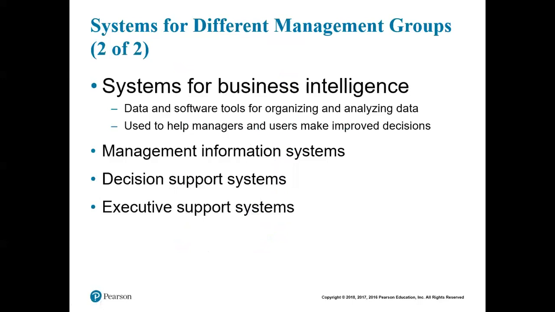Business intelligence, really starting to look at data and software tools for analyzing data to perform analytics, is really done at the middle layer of our organization, and systems we look at through chapters 9 through 12. Management information systems, decision support, and executive support are among the types of systems we're going to look at.